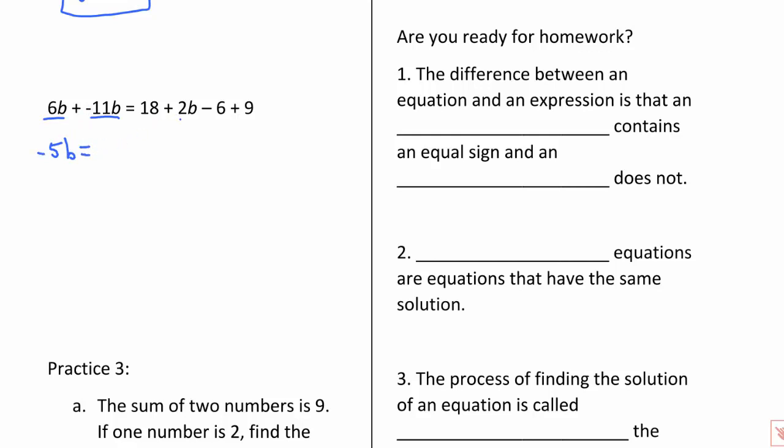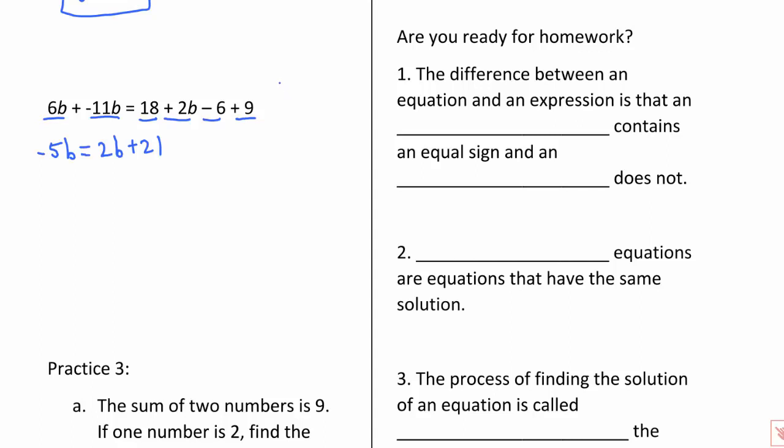Is equal to, and I'm going to start out with the b's first here. There's a 2b, nothing else here, so that gives me 2b. Then we have 18 minus 6 plus 9. What's 18 minus 6? That's 12. 12 plus 9, 21. Now we have negative 5b is equal to 2b plus 21.